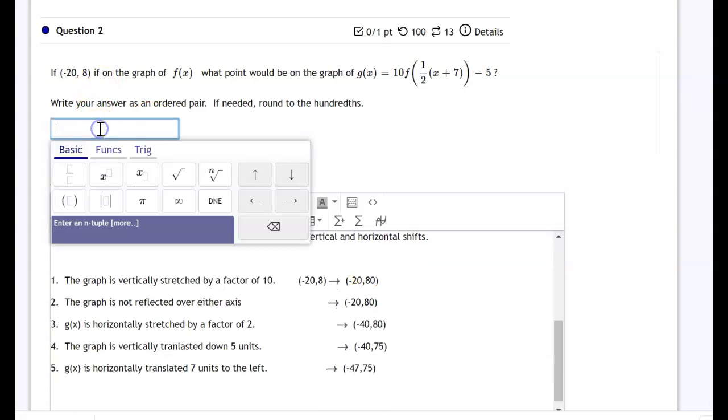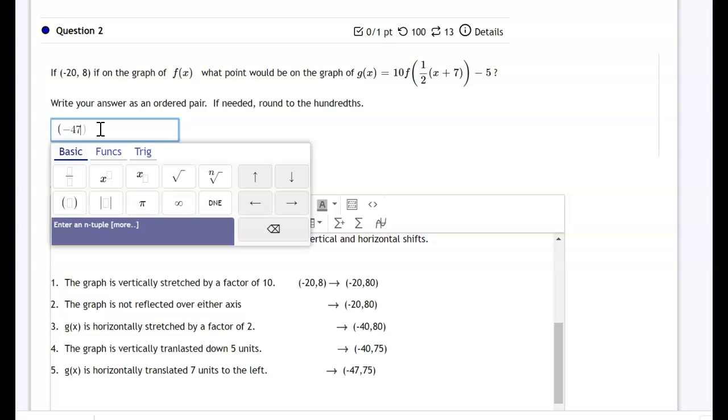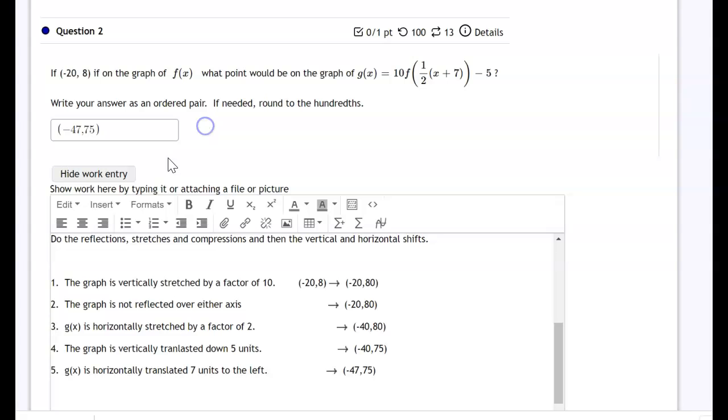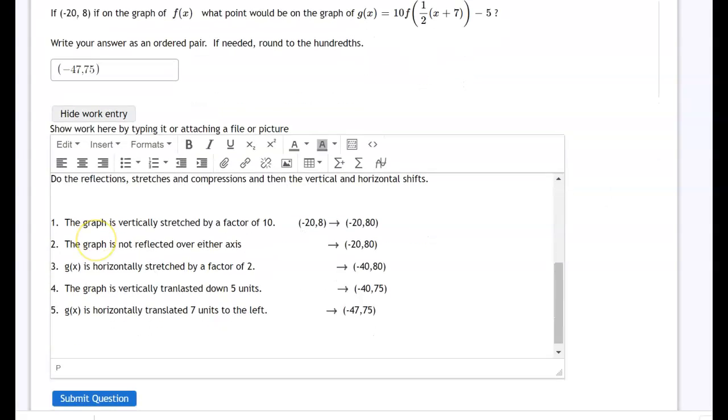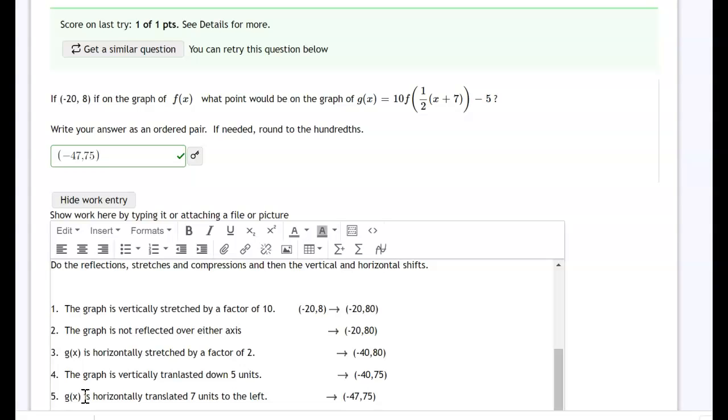Let's just check it. So parenthesis negative 47, comma 75. Close that parenthesis. And let's see, we'll hit submit. And we did that problem correctly. So on the screen you see the corrections. I had some typos. I fixed that live there. All right, we're going to do one more question.